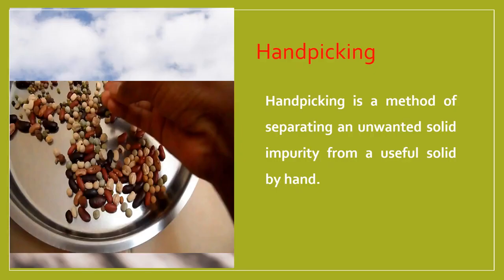Hand picking. Hand picking is a method of separating an unwanted solid impurity from a useful solid by hand. The method of removing unwanted substances from a mixture using hands is called hand picking. Hand picking is generally used for removing undesirable solid components from a mixture. It is commonly used in homes to remove small pieces of stone from wheat, pulses, and rice before cooking.